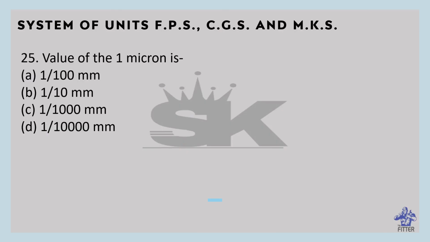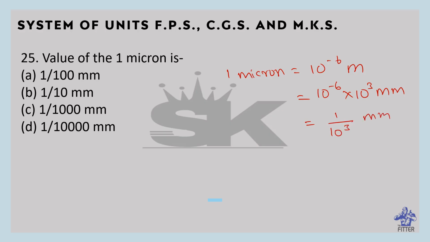Value of 1 micron is 10 to the power of minus 6 meters. But here they are asking in mm, right? We have discussed it in the previous slides. So meters converted into 10 to the power of 3 mm. So here we will get 10 to the power of 3 mm. That is equal to 1 by 1000 mm.